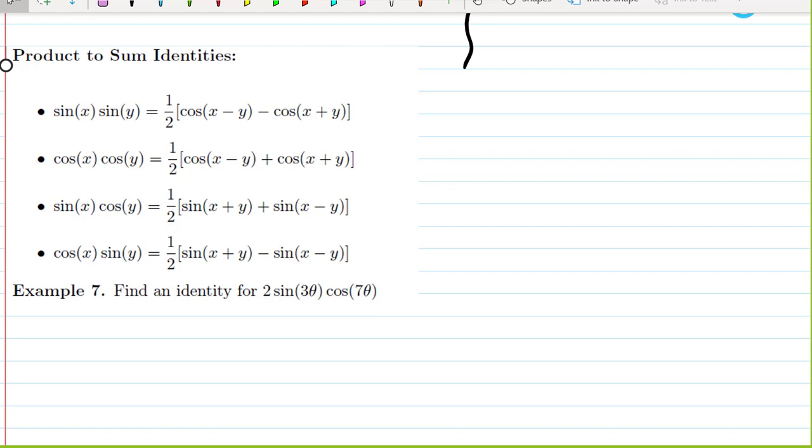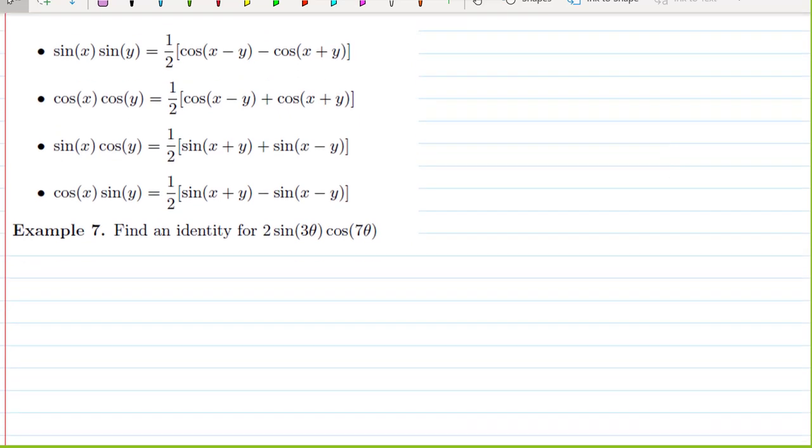So let's go ahead and take a look at example number 7. So it says, find an identity for 2 times the sine of 3 theta times the cosine of 7 theta. So if we look at our list of product to sum identities, we have sine and we have cosine. So sine, cosine, that's going to be the one we have here at number 3. So if we have sine, cosine, that means our x is going to be 3 theta, and our y is going to be 7 theta.